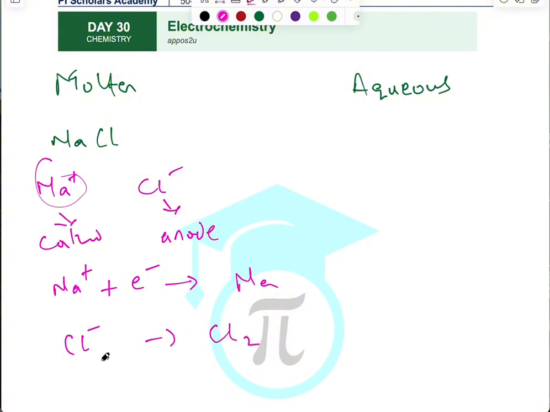So you balance it atomically first. So you put 2 here, so chlorine is balanced. So you have 2 and -2 here, and you have 0 here. Like I told you, I already taught you in the previous class how to balance ionic equations. All you have to do is to add 2 electrons here. So therefore, at the cathode, sodium metal is deposited.